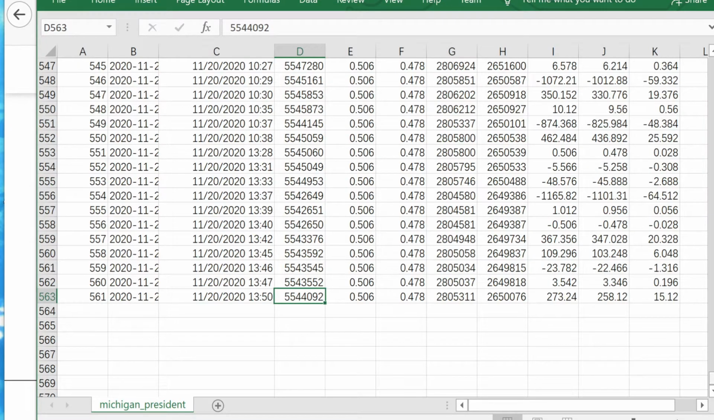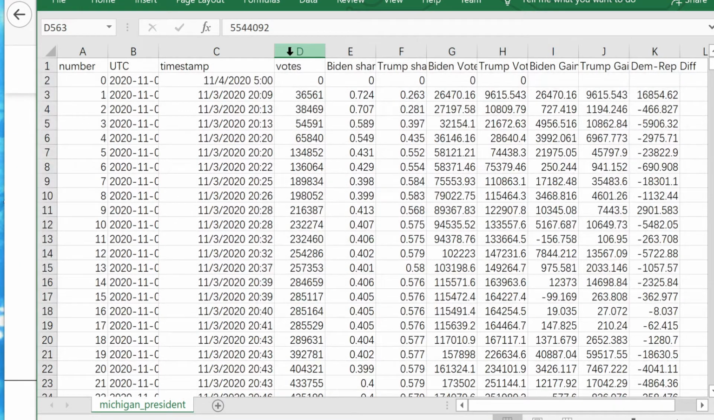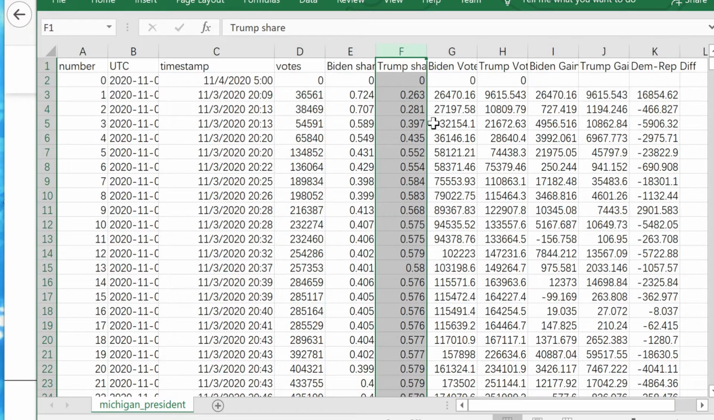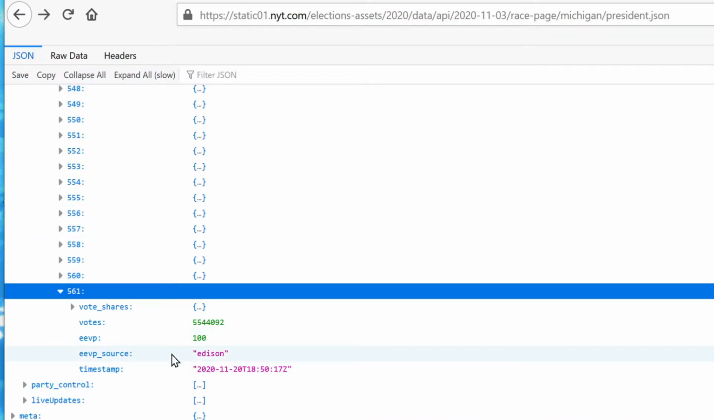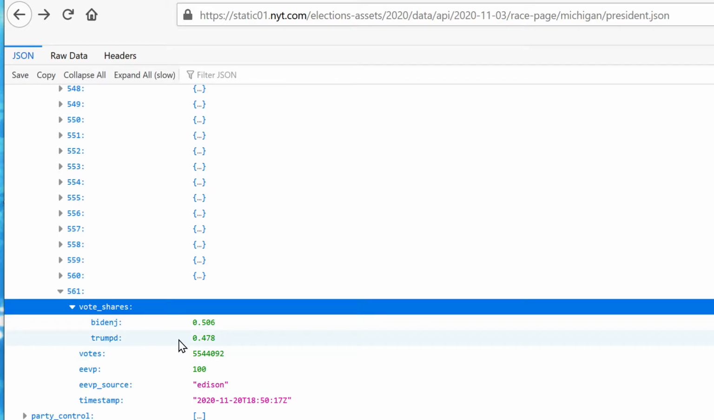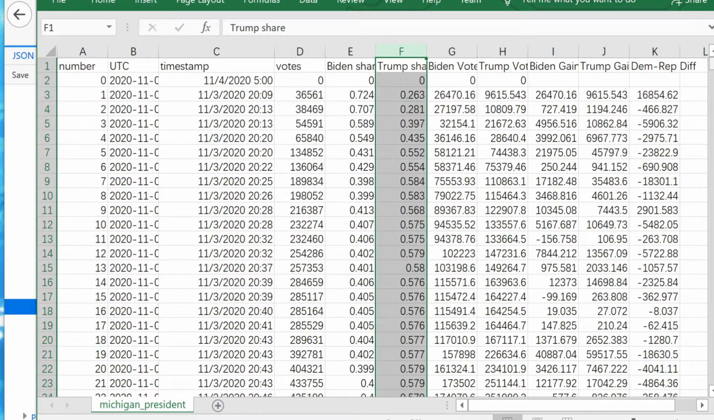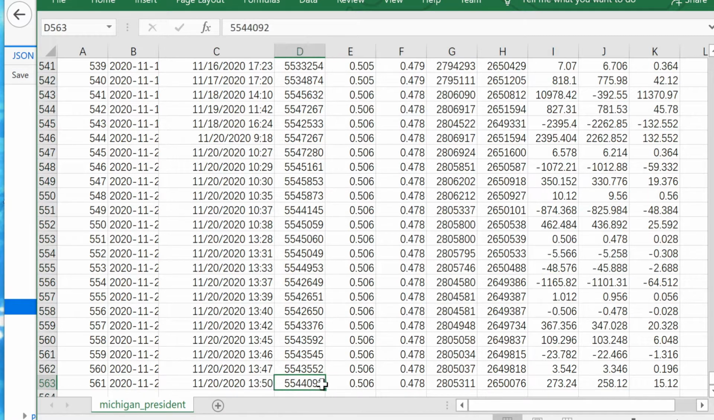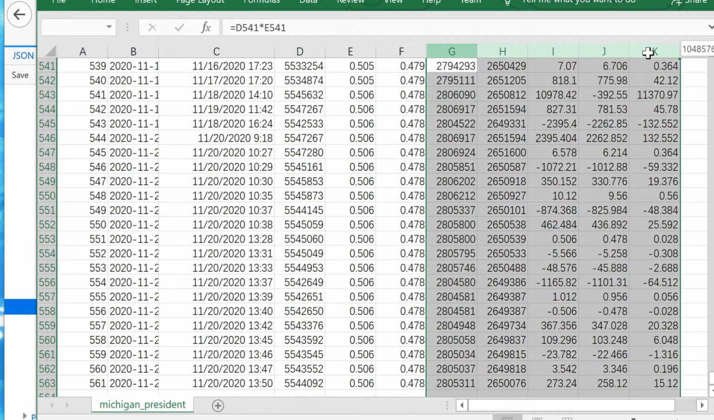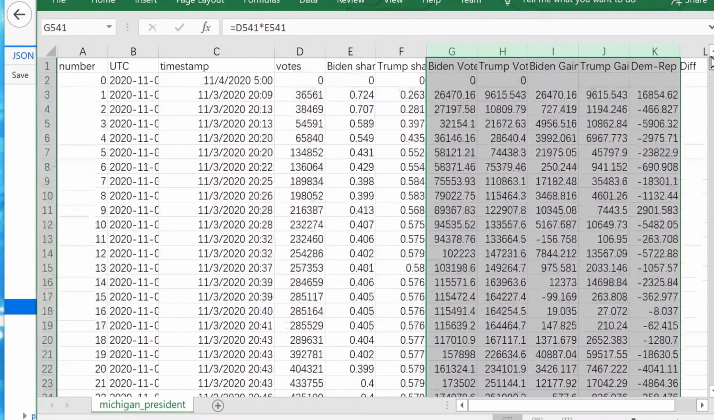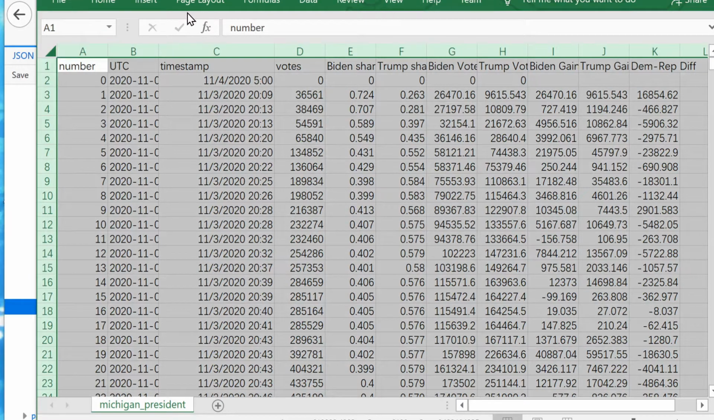So I'll explain this CSV file a little bit. These three columns are the data from the New York Times JSON file. So they have Biden, Trump, and this is their share. This is the timestamp, it's in UTC. Here's the vote total, Biden, Trump, and then this column, I added this column. Let me explain this.